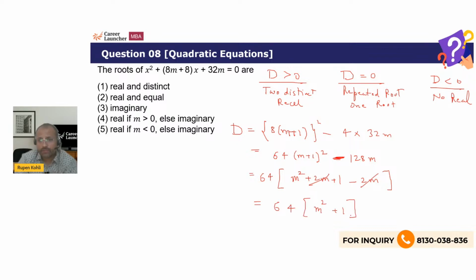64m square plus 1 is always greater than or equal to 64 because m square is a term which is never negative. So it is always positive. Hence, we have two distinct and real roots. Right, people? Isn't it? So, although we don't know the value of m, whatever it is, the discriminant is strictly positive. It's 64m square plus 1, so it's always strictly positive.